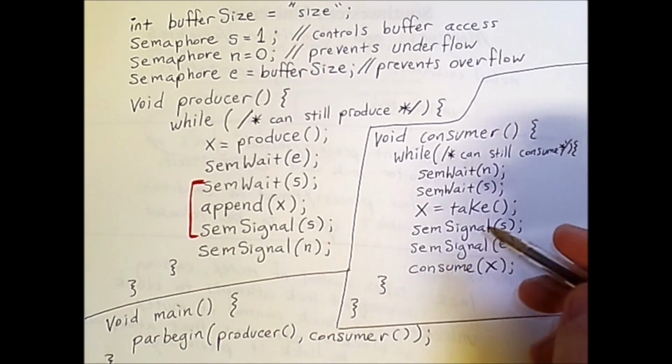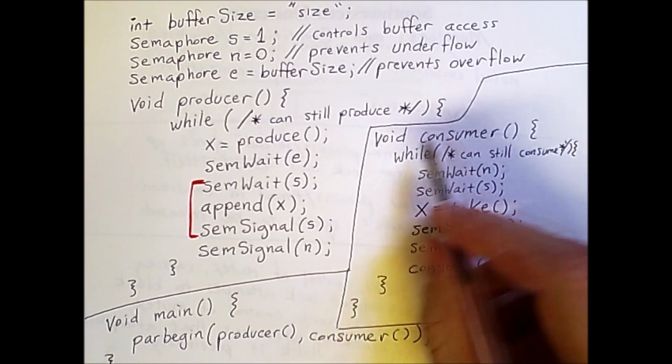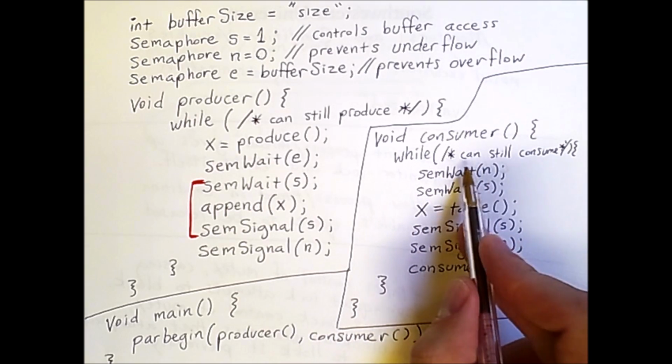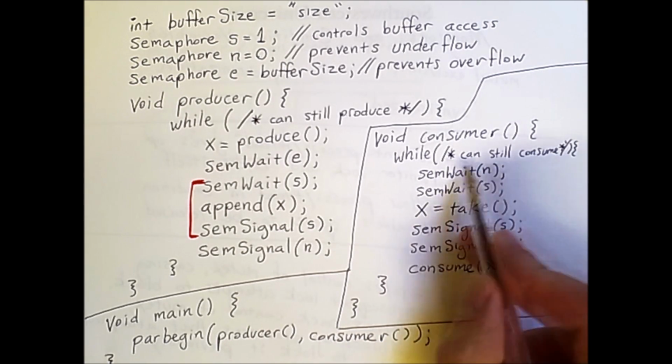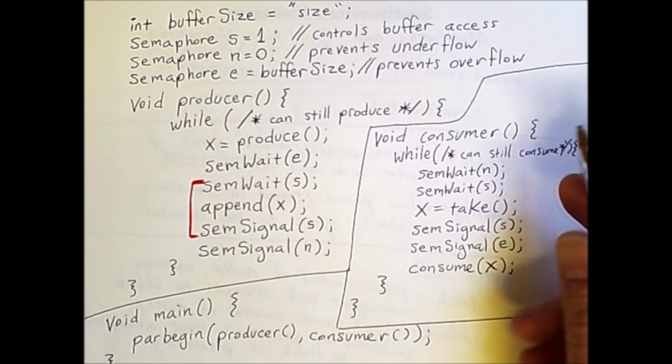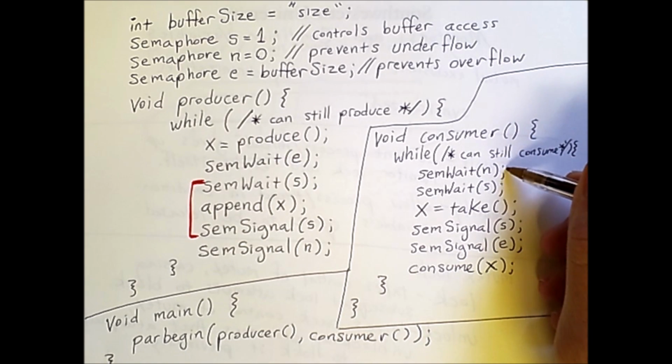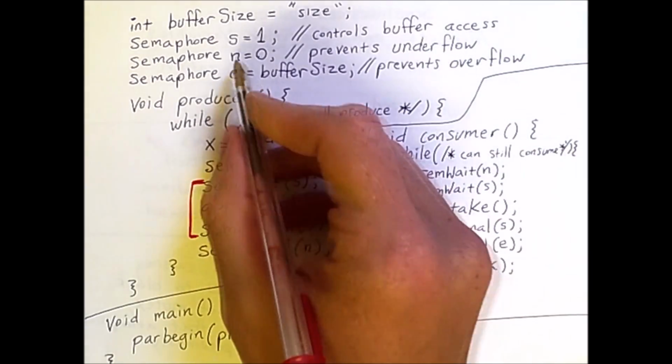So going over to the consumer thread right now, we have a similar structure where we loop while there is still something that can be consumed. This loop keeps going over and over again as long as there's something to consume. And the first thing it does is wait on the semaphore N.